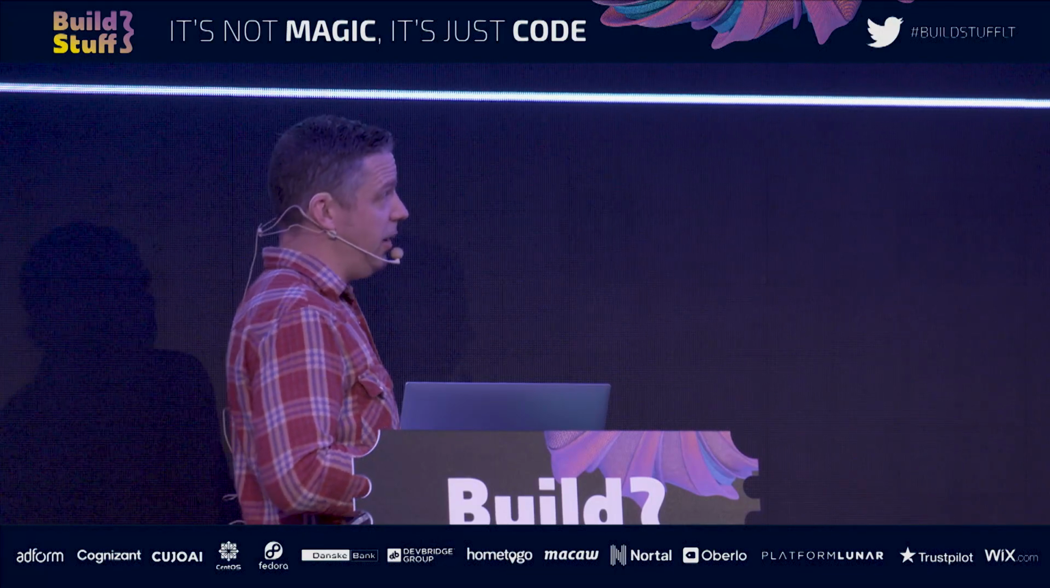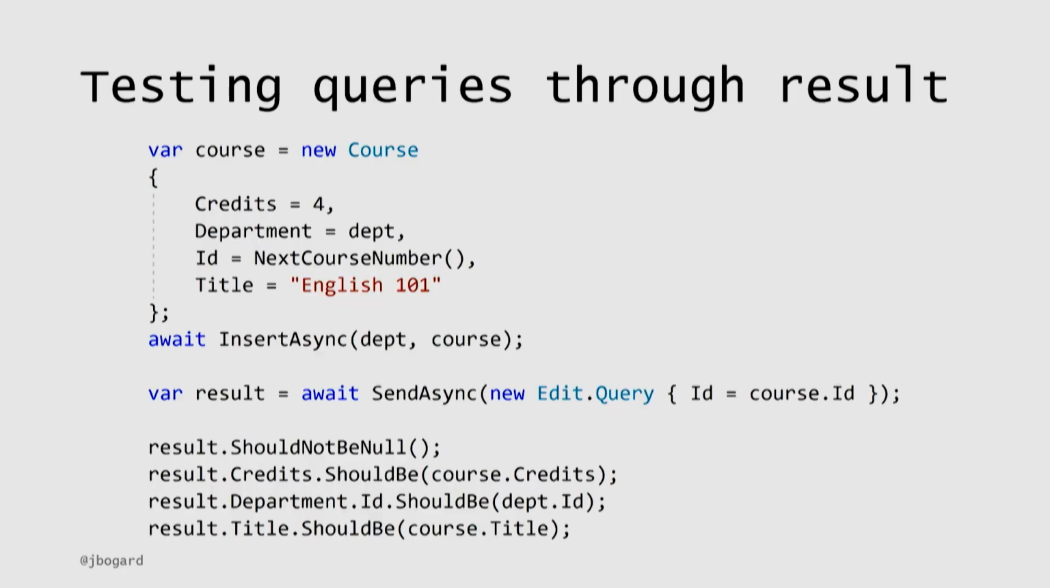So testing queries becomes just as simple as testing the result. In this case, I'm creating a real object. I'm inserting it into the database. I'm sending the query down, and then in my assertions, I'm just asserting based off that result that came out the other side.